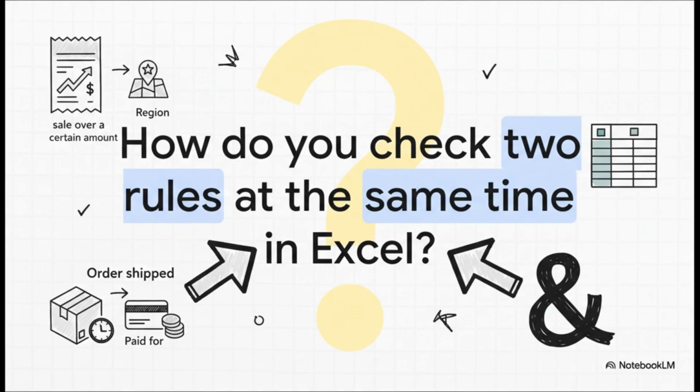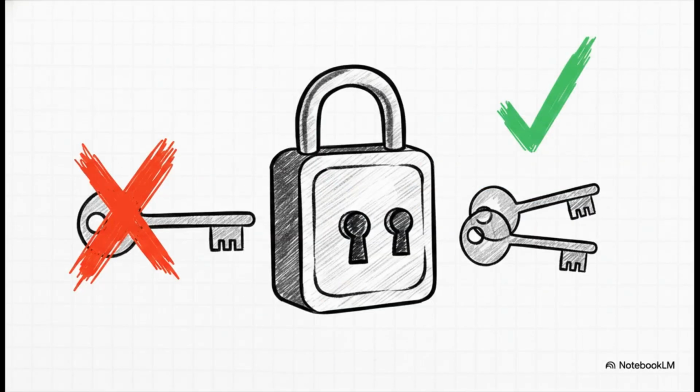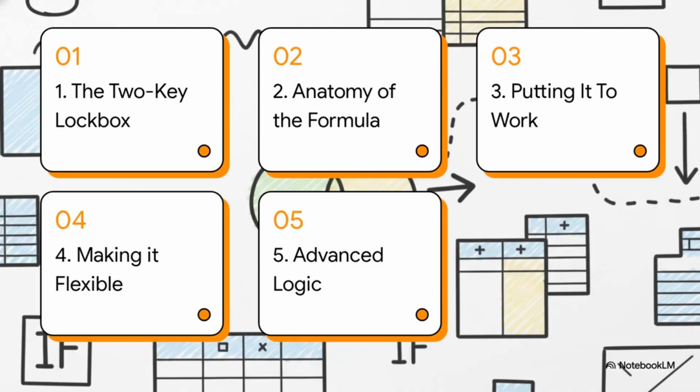Let's say you need to check if a sale was over a certain amount, and if it was made in a specific region, or maybe if an order was shipped and paid for. How in the world do you get Excel to check both of those things at once? Well, the best way to wrap your head around this is with a super simple analogy. The two-key lockbox. It's simple. If you only have one of the keys, you get nothing. You absolutely have to have both keys, and they've got to be the right keys for that box to open.